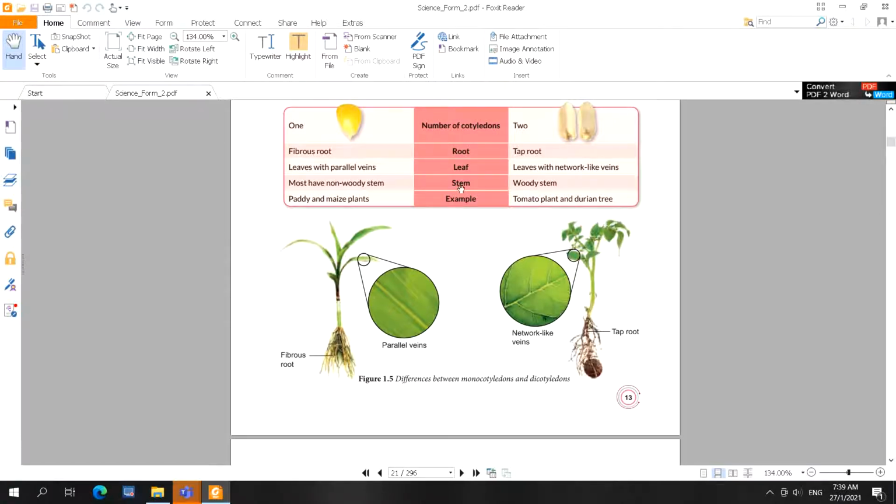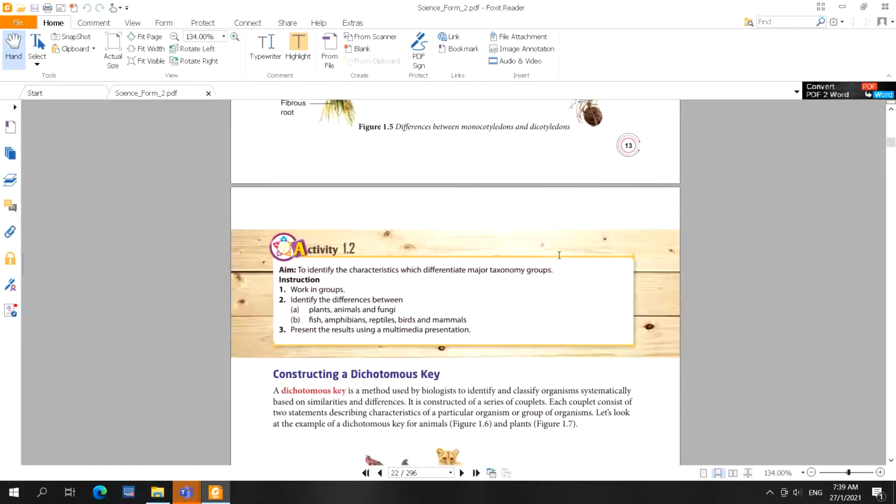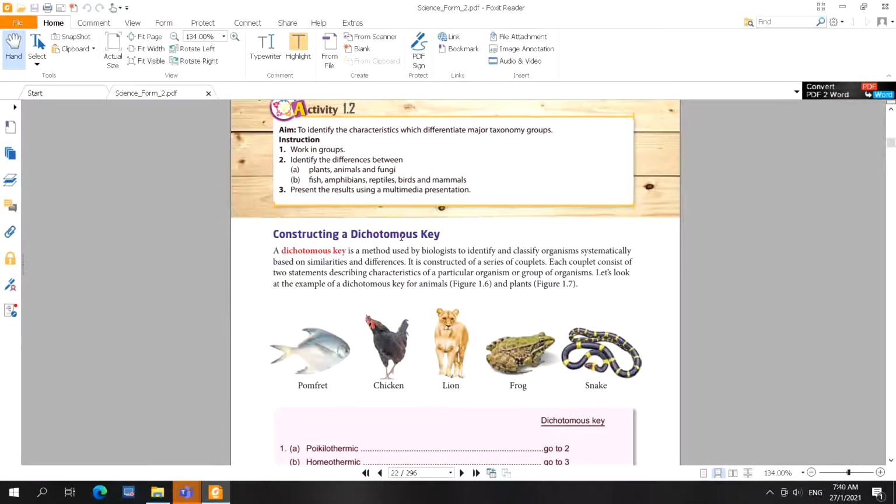For stem, most monocotyledons have non-woody stems. And for dicotyledon, woody stem. Look at the mango tree and durian tree, it's woody stem. Examples I said just now are paddy and maize plants. This one is tomato, durian tree. For example, and we have many others.